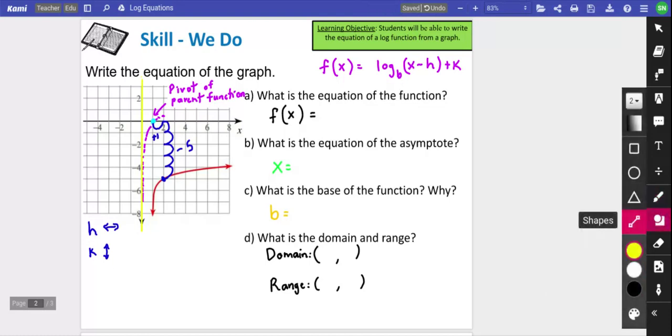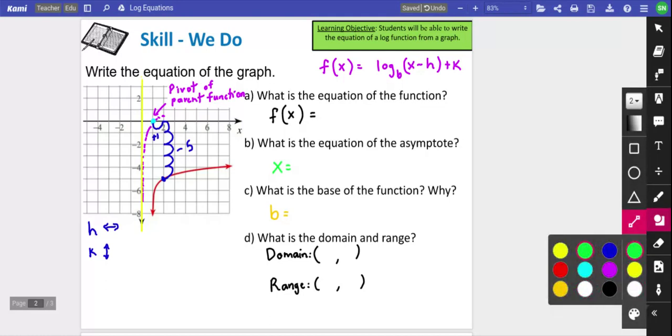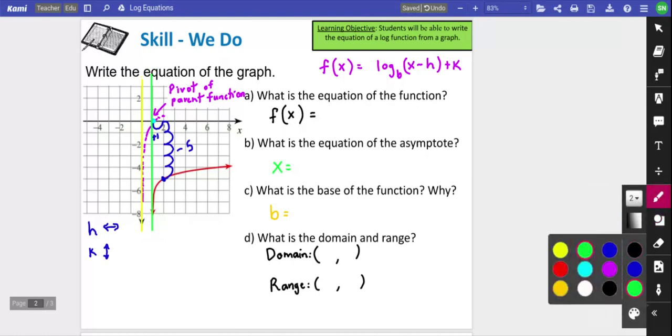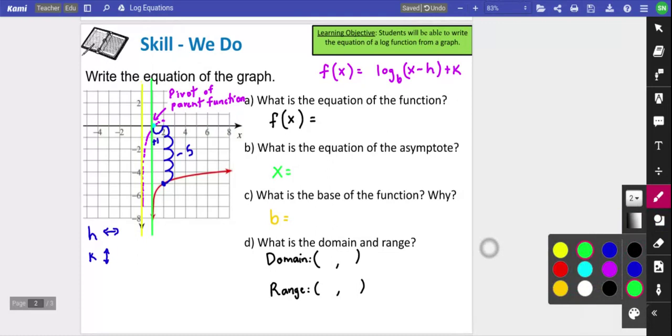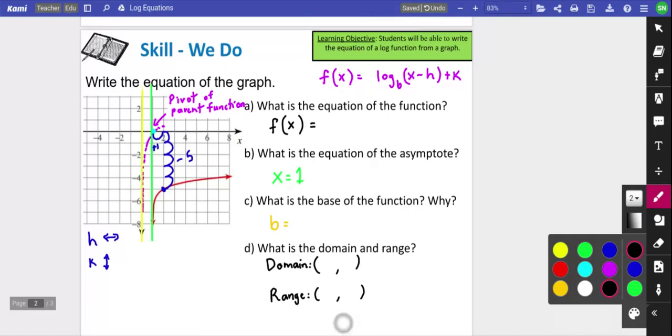Also, since the graph has moved, the asymptote also moves. The asymptote in this case moves 1 because it would be the vertical line to which the graph gets really close to, but never touches or crosses. In this case, it only moved 1, therefore the equation of the asymptote is x equal to 1. Now we're ready to go for the equation of the log function.